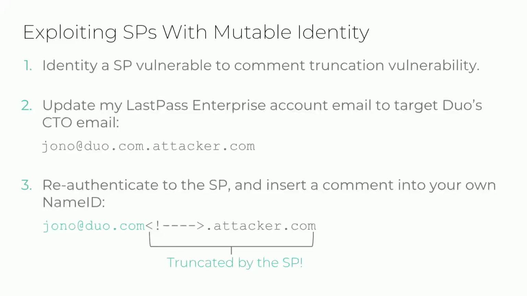Once the email is confirmed and my LastPass profile is updated, so is my name ID used for SAML SSO. From there, I can re-authenticate to the vulnerable SP, insert a comment before the part of my domain, so .attacker.com, and authenticate as my target user.